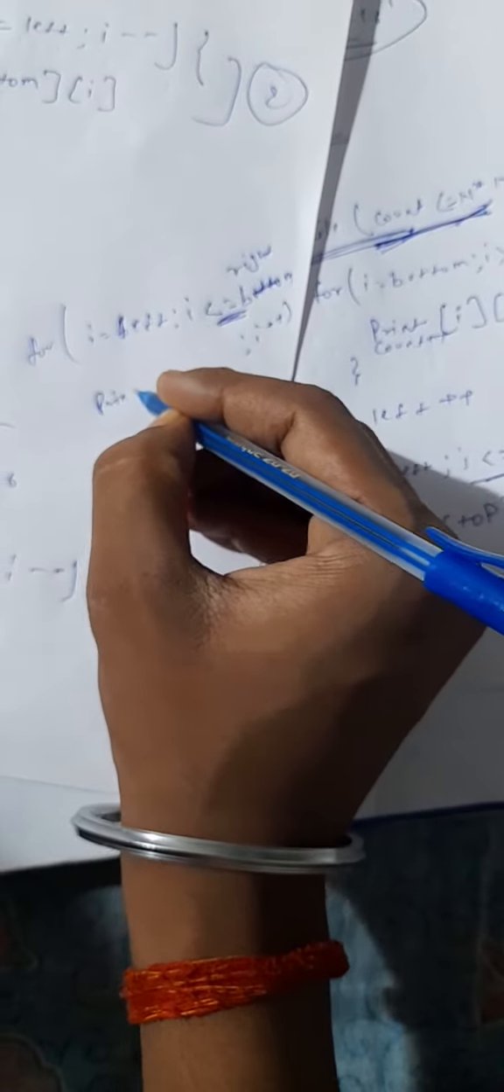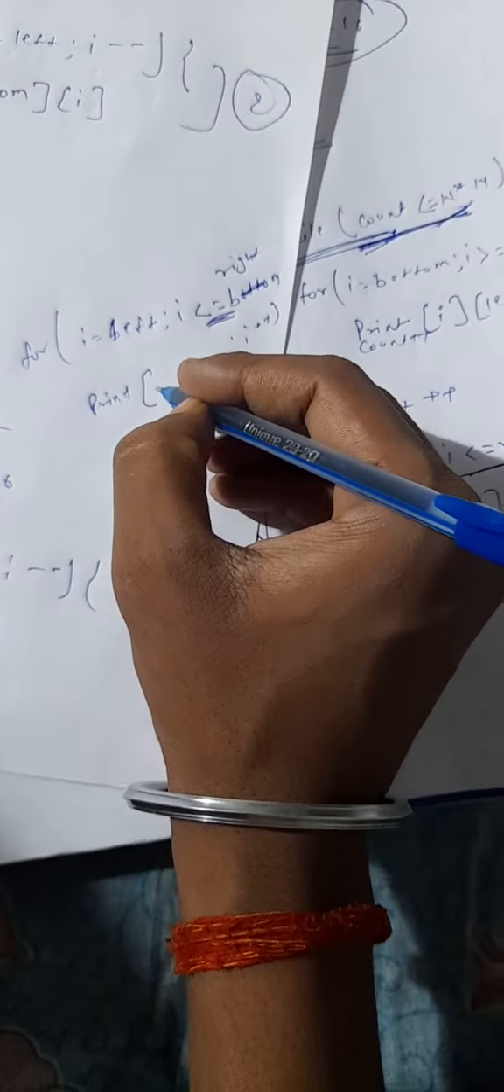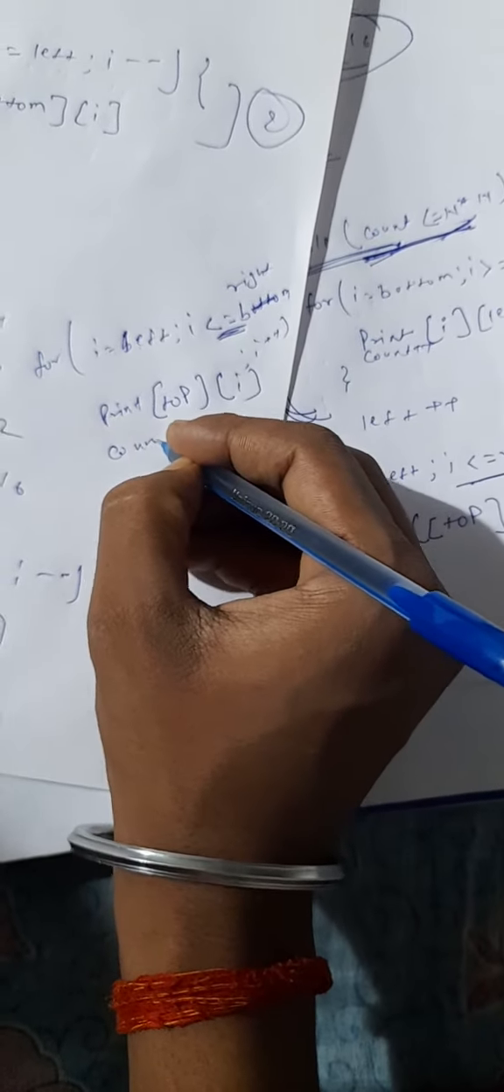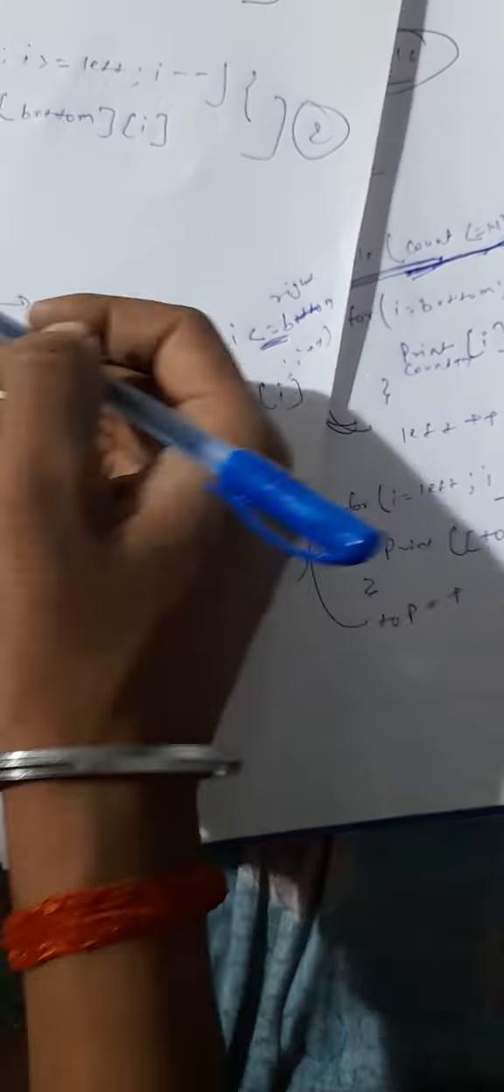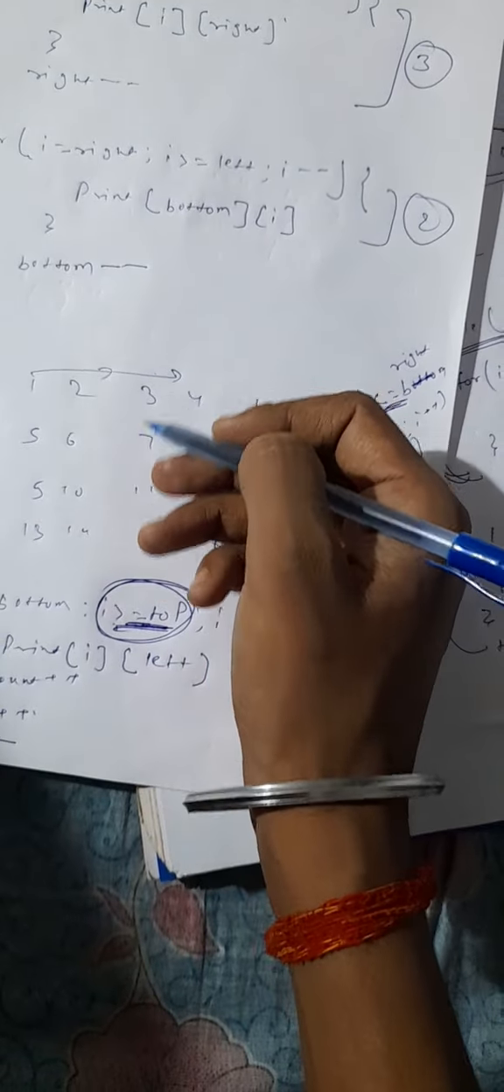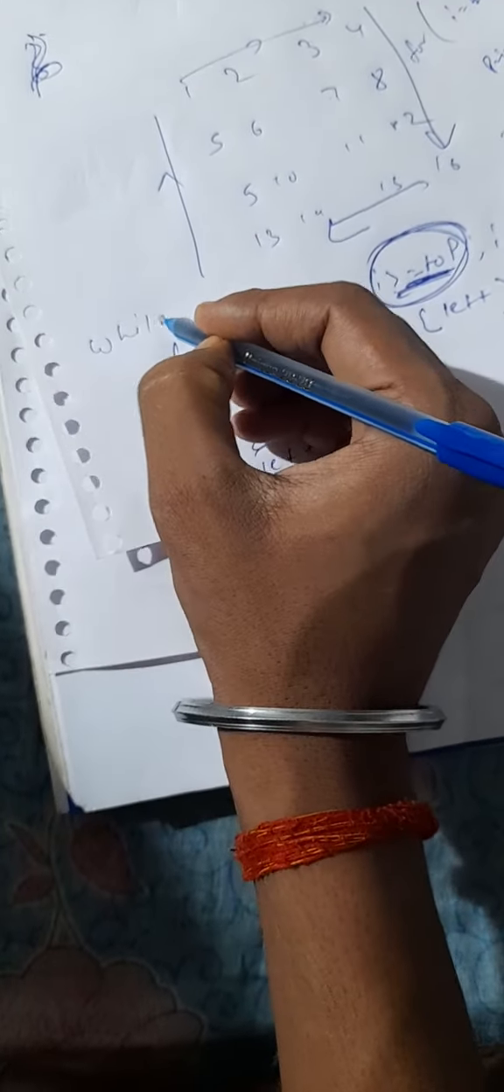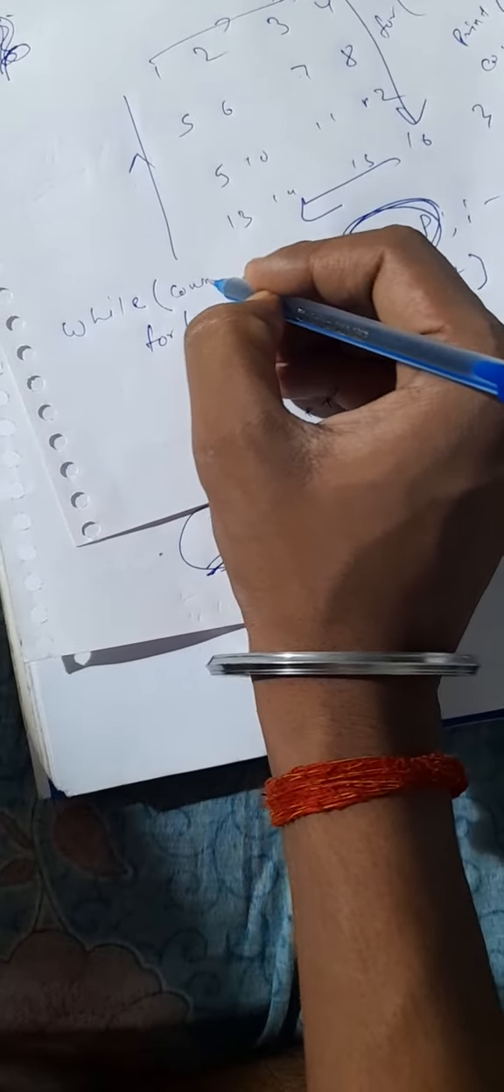Understand guys? And what we have to print: the row remains the same, so top and i, and we have to track the count variable, count plus plus, and top plus plus, yeah, top plus plus. Again we can do this for this side and use a while loop here for tracking count less than or equal to n cross n. Okay, understand guys?